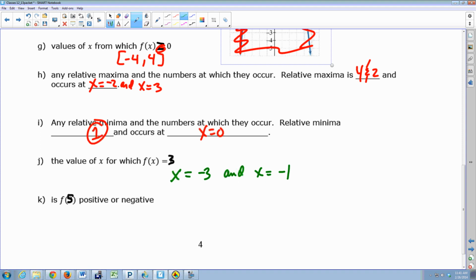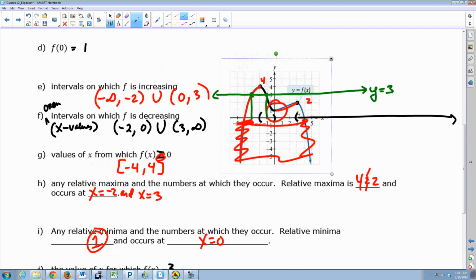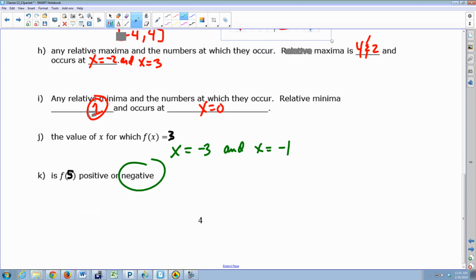F of 5, is the value for f of 5 positive or negative? Well, f of 5 is my x value, and I come down and I touch my curve. I'm below the x-axis, so I am negative. Remember, that's your input. That's your x value.